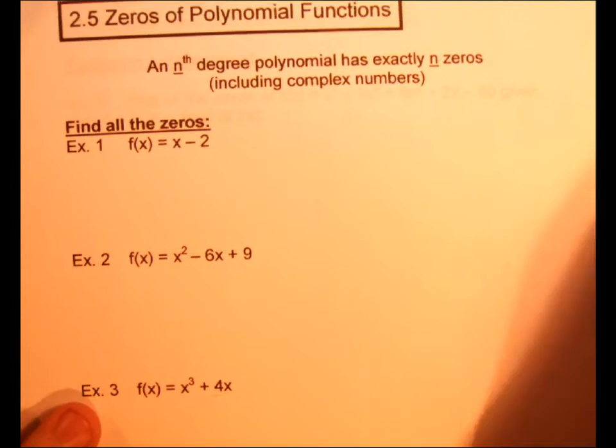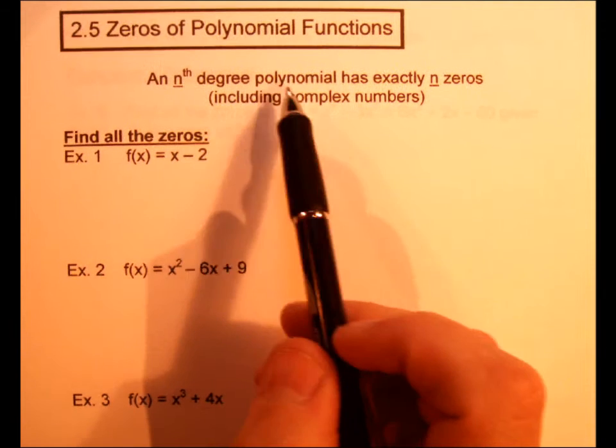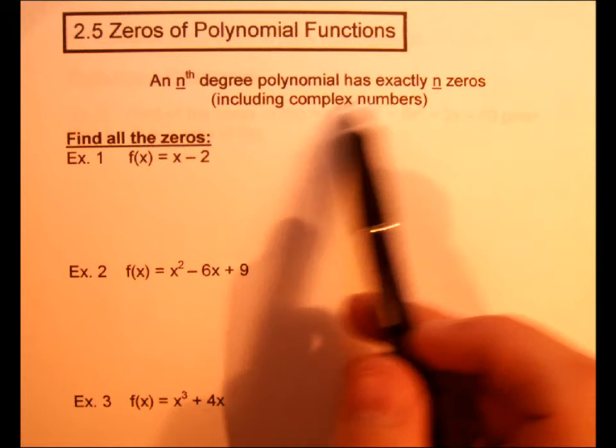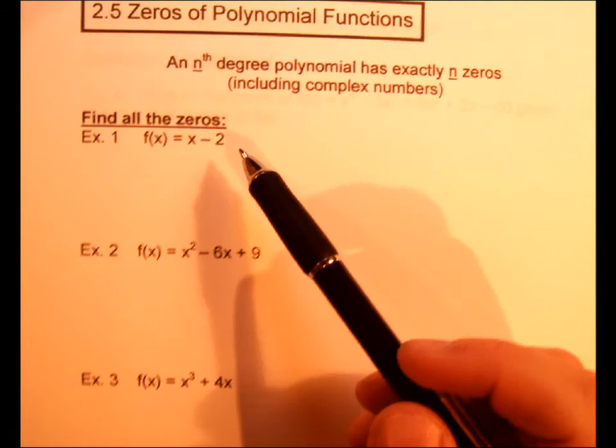Hello class, today we're going to be looking at section 2.5 called Zeros of Polynomial Functions. We'll first start off by saying an nth degree polynomial has exactly n zeros, including the complex numbers. So what does that mean? Well, let's look at this page just real quick.